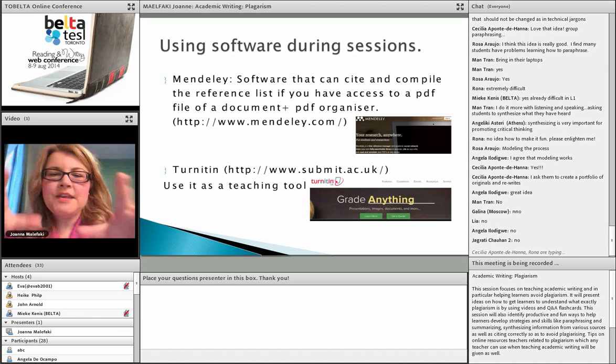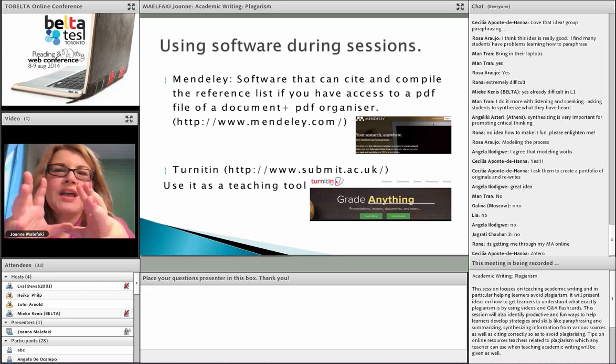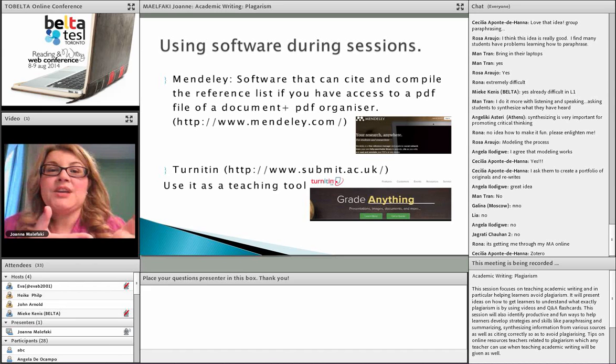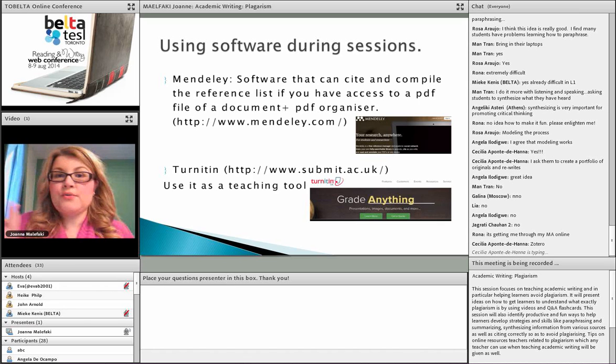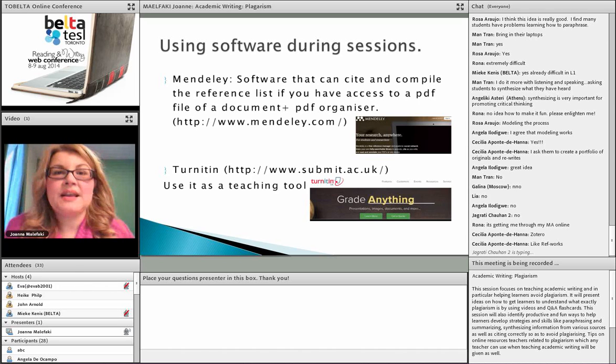Okay, so this is a software where, now I haven't used it that much. I only learned about it last week because of the training I had at Sheffield University. But it is a software where you can upload your PDF files of journals. You choose the referencing system, it's Harvard or APA or whatever, and then it can give you the reference of the reference. So it can compile a reference list based on the PDF files you upload.